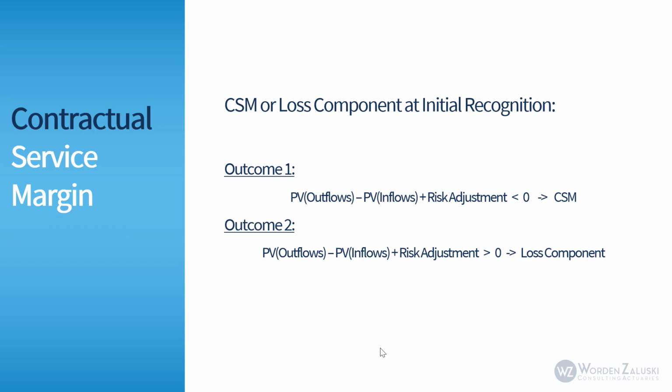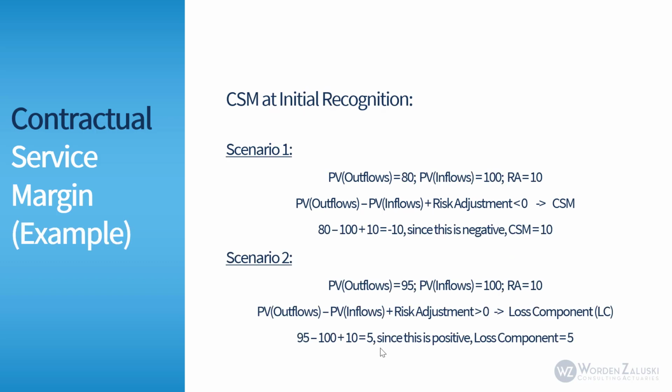Now, there are two outcomes when you have a new group of policies at initial recognition. You could have that formula being less than zero, where you'd have a CSM, or you could have it being greater than zero, where you have a loss component. And that's what we're going to talk about for the rest of this video. In this case, your PV of your outflows, such as your claims and expenses, are higher than your PV of your inflows or your premiums, plus your risk adjustment. So let's go through two quick scenarios.